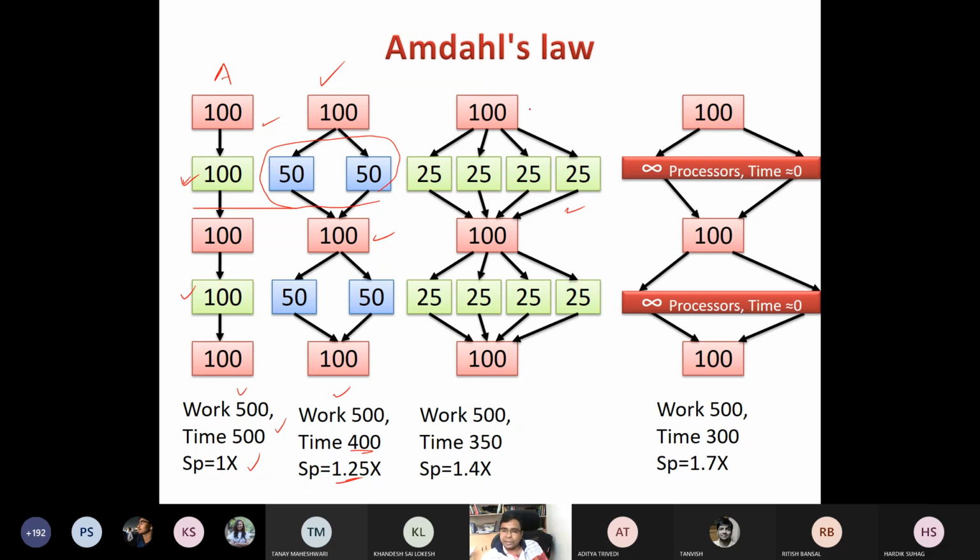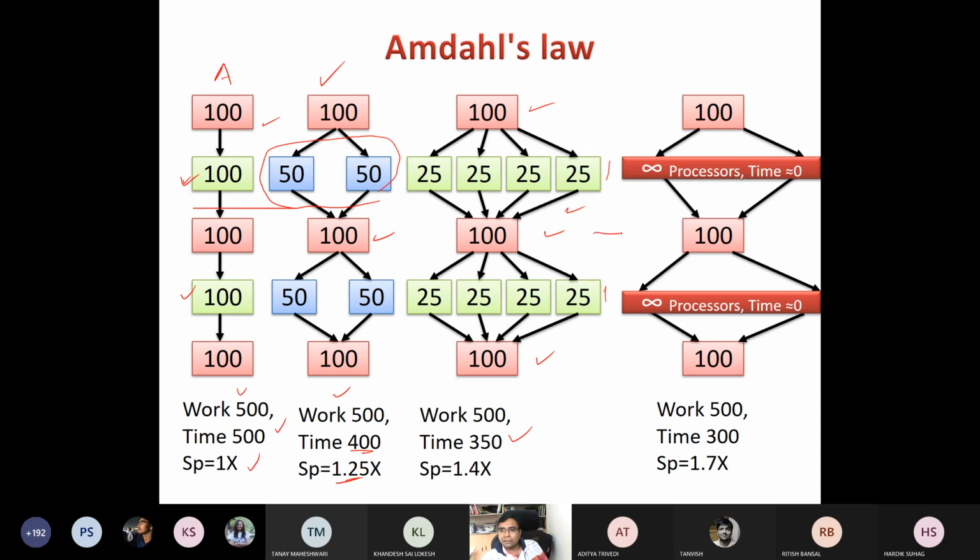Anyhow, the serial sections, this time will add up. So in this case, 100, 100, 100, 300 plus 100. So total 400. In this case, 100, 100, 100, 300 plus this 50, so this is 25, 25. So totally 350. So what speed up are we getting? 1.4x. We are using 4 processors, but we are getting 1.4x.